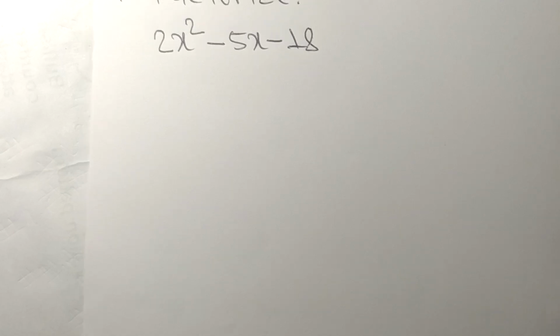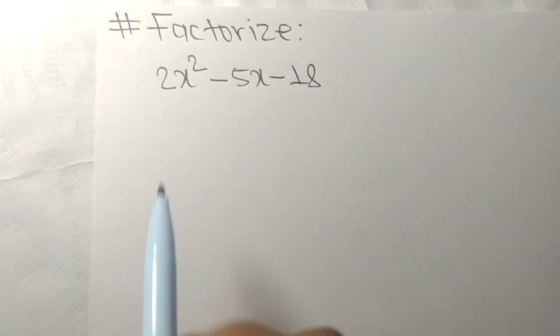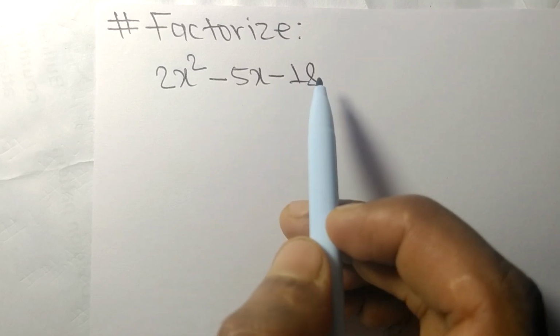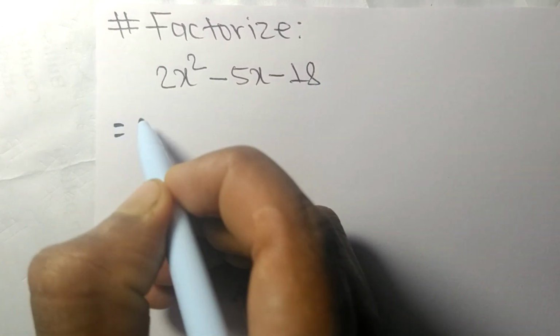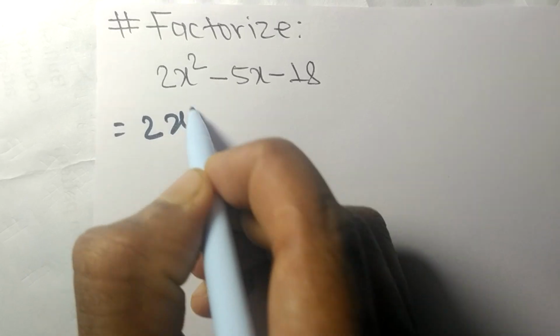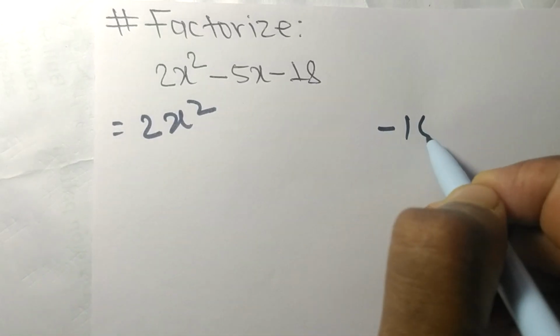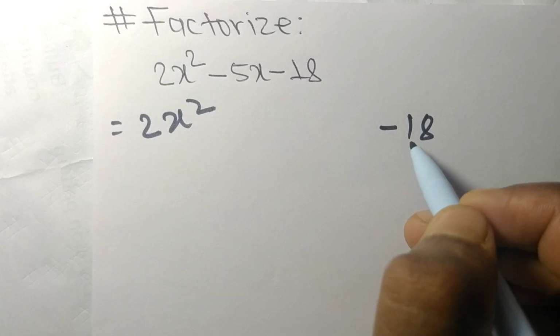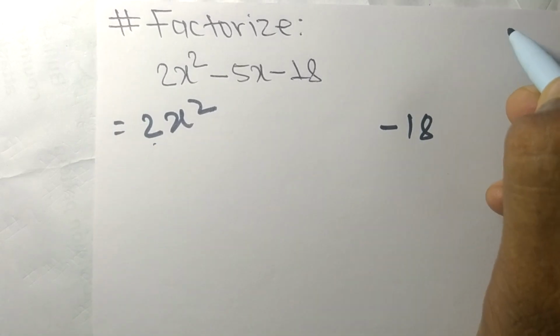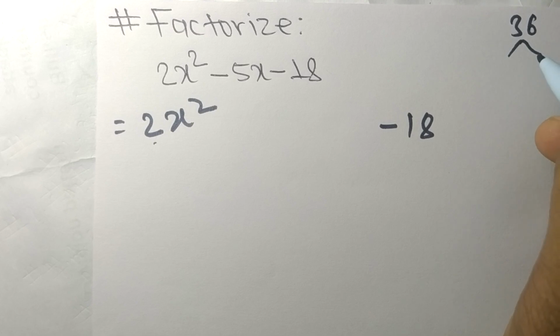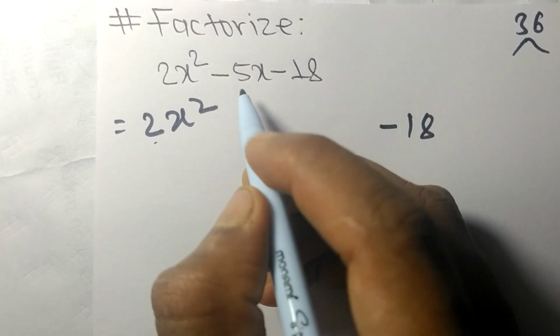So today in this video we shall factorize 2x² − 5x − 18. So here the first expression is 2x² and the last expression is −18. Both are multiplied, and 2 times 18 means 36. So now we take two numbers whose difference becomes 5.